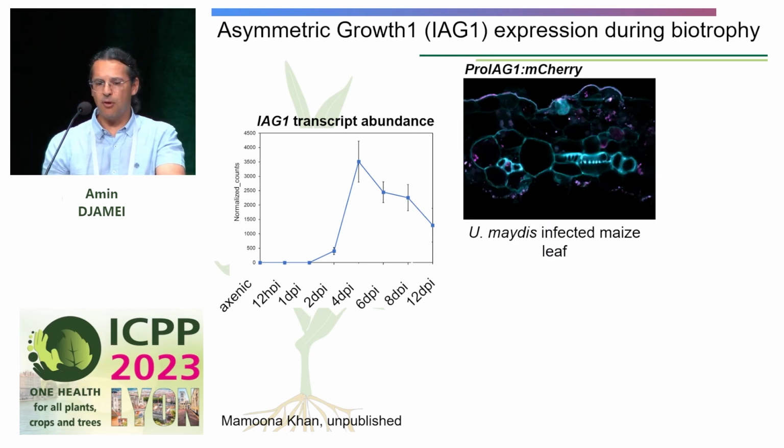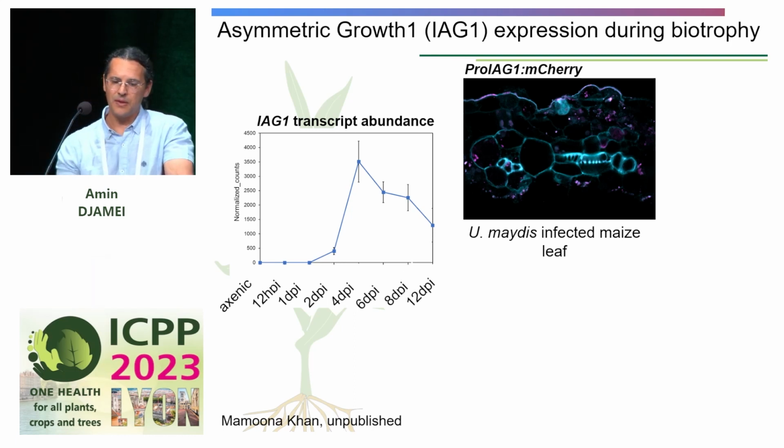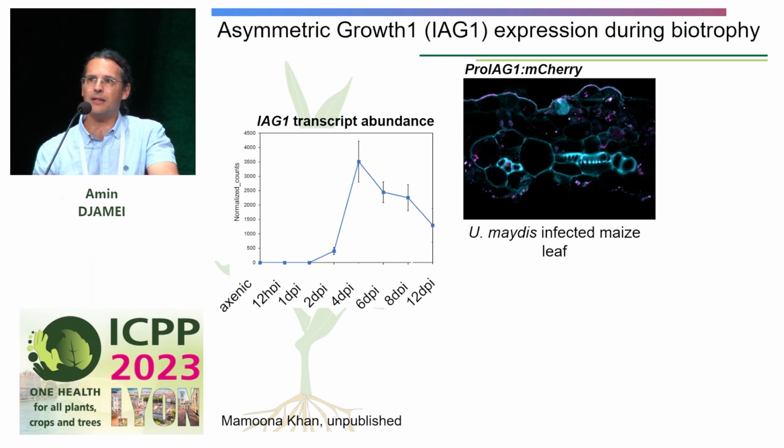If you look at this reporter strain of Ustilago maydis expressing mCherry under the IAG1 promoter, you can see here in magenta basically the hyphae, which is a cut leaf here. And you can see that you find the hyphae in the bundle sheath cells expressing the effector, but also in the epidermis and also in the mesophyll cells. So it's expressed not cell type specifically, at least from our reporter. Maybe we need a reporter with a higher turnover.